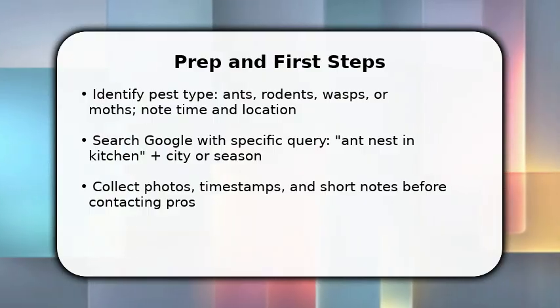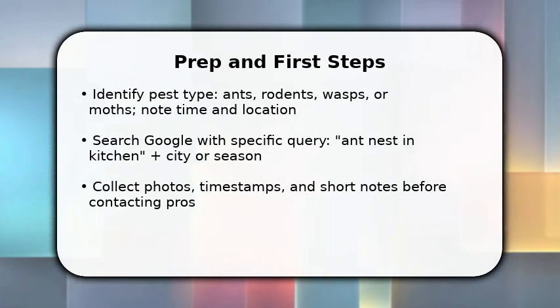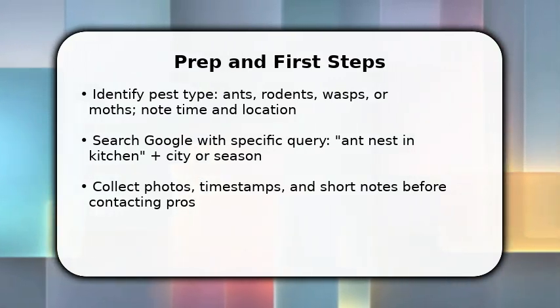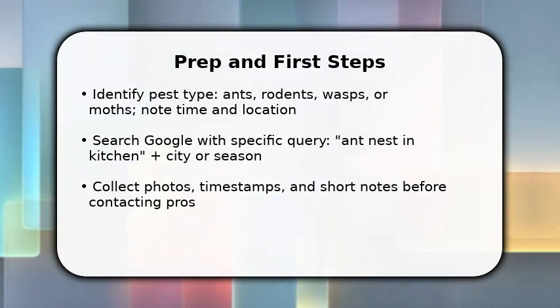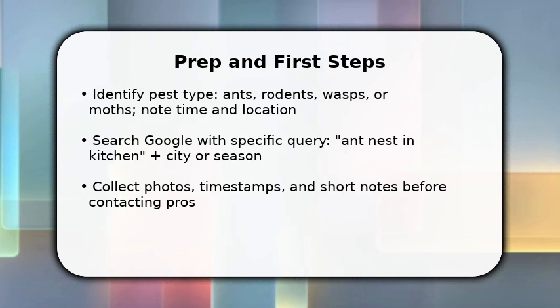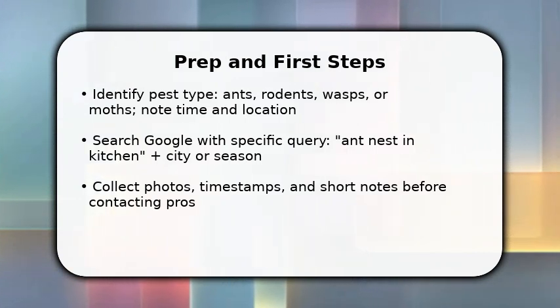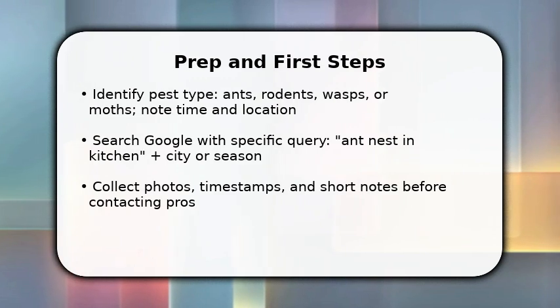You start by defining the problem precisely. Know the species, where you saw activity, and when it happens. Use Google to run a specific query that includes pest type plus location or season so results are targeted. This reduces time wasted on generic advice.